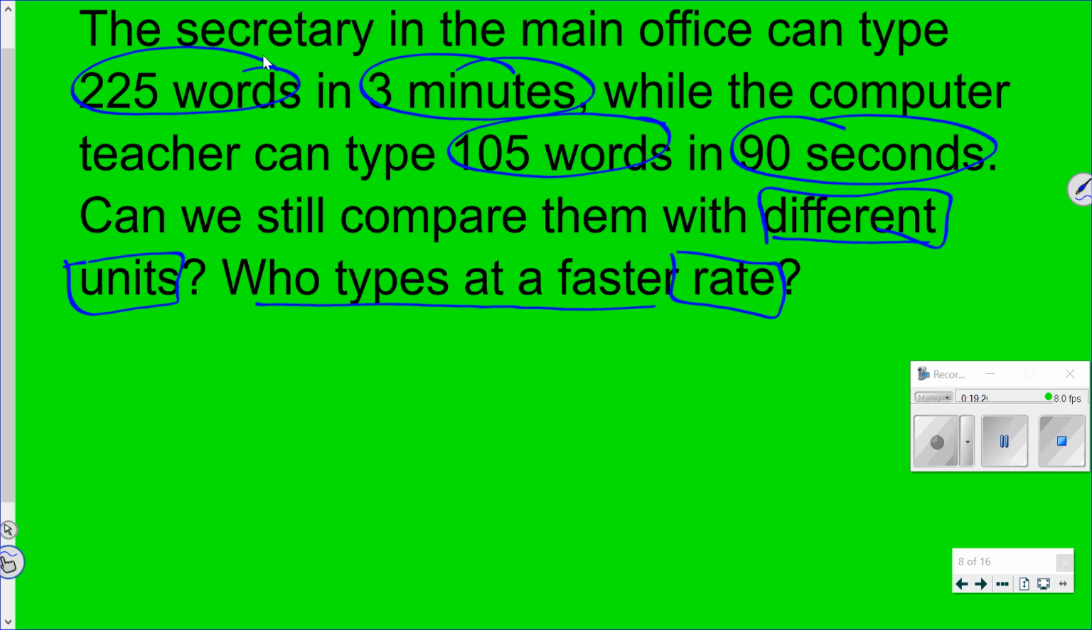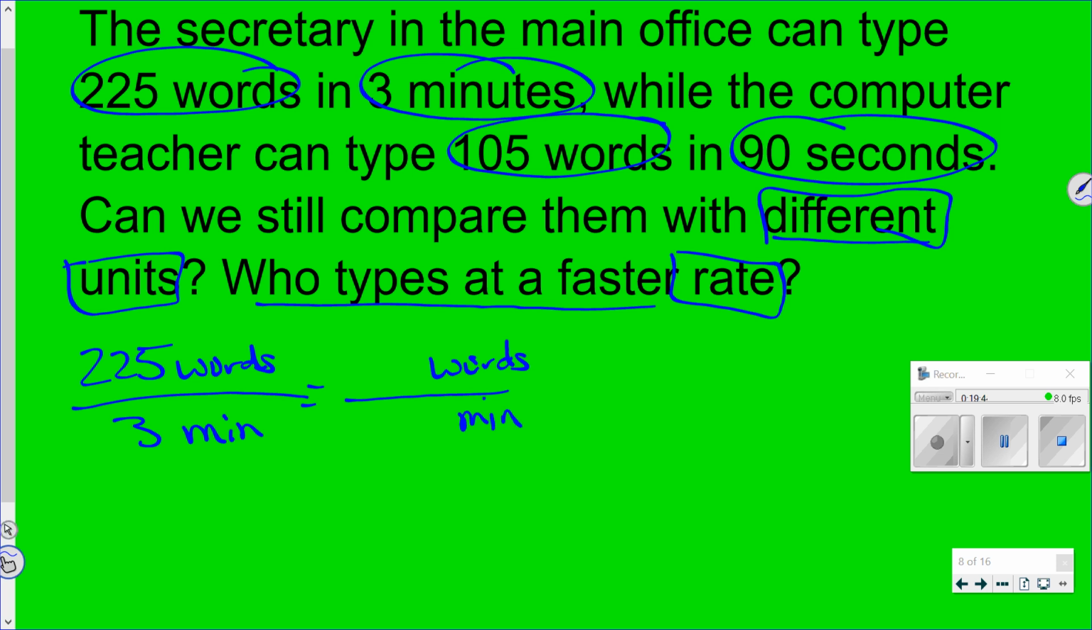So we write this down, and here is a perfect example of why it's so important on these problems to make sure you write down the units you're comparing. So I write this down and I go words and minutes. I want to get it down to a per minute rate. How do I go from 3 to 1? Divide by 3. So I divide 225 by 3 and I get 75.